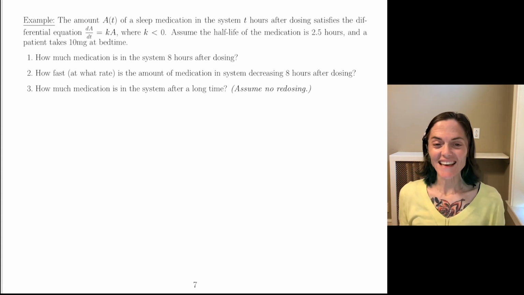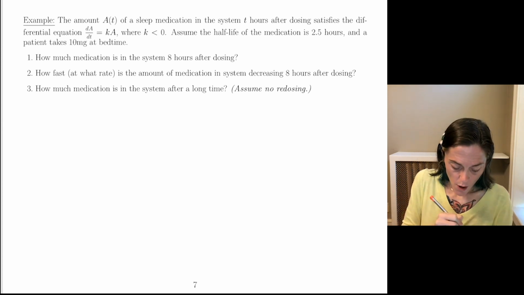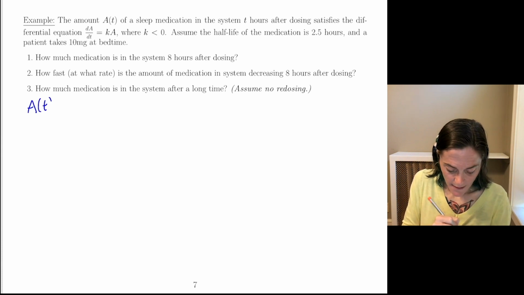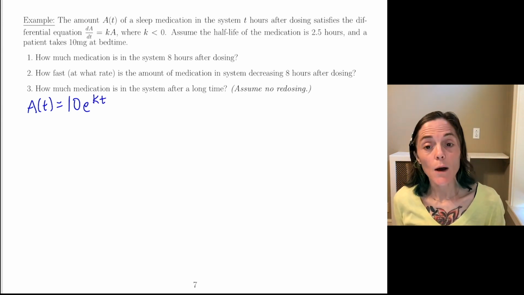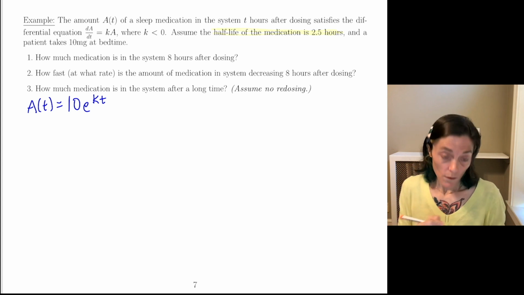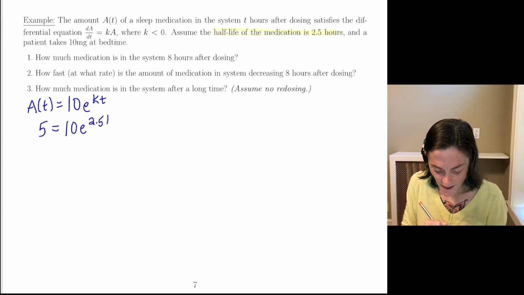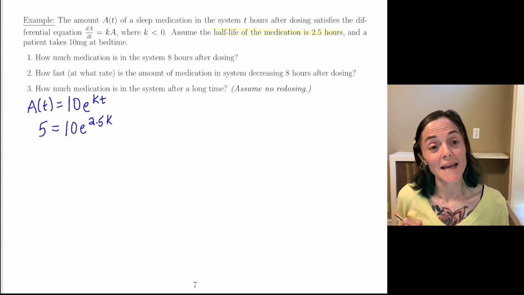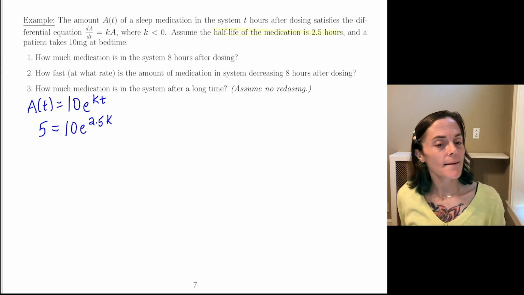So maybe the first thing we can do is write out the formula for A of t. Okay, we know A of t will be 10 e to the kt. Now we have some information to solve for k. In particular, we know the half-life is 2.5 hours. Okay, so half-life, it says we have 5 milligrams left at time 2.5 hours. So we get this equation. 5 equals 10 e to the 2.5 times k.